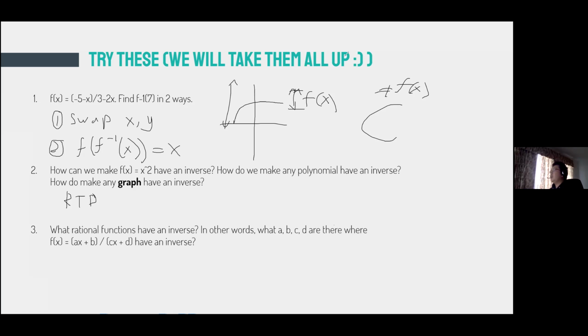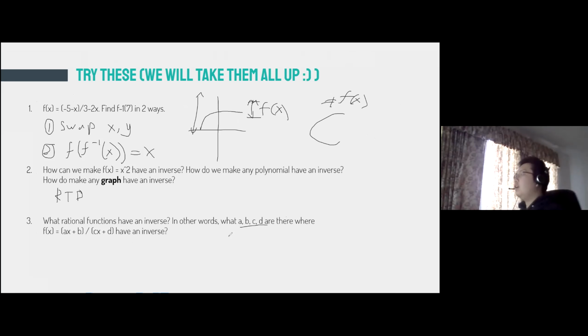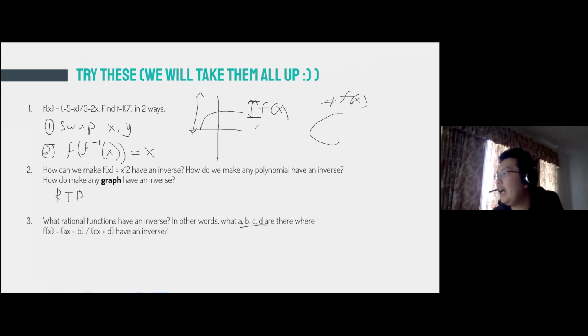Now this last question, I'm going to give you 1 minute to do, which is: what rational functions have an inverse? In other words, what a, b, c, d are there where f of x equals ax plus b over cx plus d has an inverse? I want you to try this because this combines what we learned before with a thinking portion. This is a common thinking question that you might get, so I would recommend trying to figure this out. And also, if you have any other questions about anything we learned today, feel free to ask.